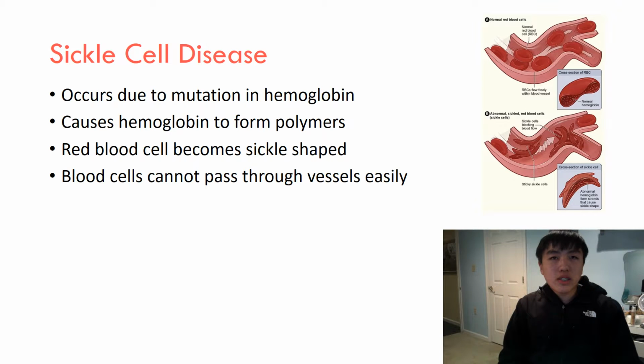So how is sickle cell disease and hemoglobin related? Well, the sickle cell disease occurs due to a single mutation in the hemoglobin protein. And so it causes the hemoglobin to form polymers, which are long chains of hemoglobin molecules. And so the red blood cell becomes sickle-shaped, and these sickle-shaped red blood cells are no longer oval and round, so they cannot pass through blood vessels freely, leading to major complications to people's health.